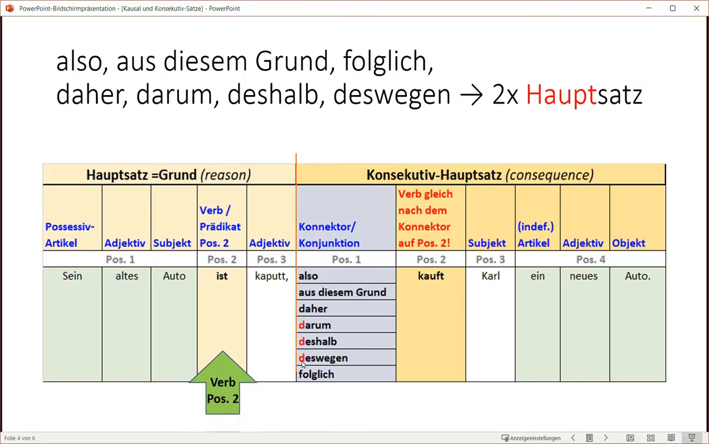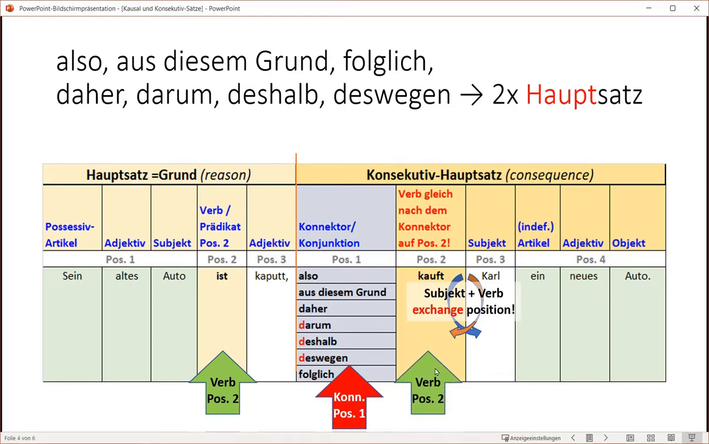So, in the first Hauptsatz, of course, the verb is on position 2. Then the connector is on position 1. And here the special thing is that the verb and the subject change position. Normally the subject is here, but it changed position. So subject and verb exchange position. That's why the verb is still on position 2, but not the subject, but the connector is on position 1. Consecutive Hauptsatz.